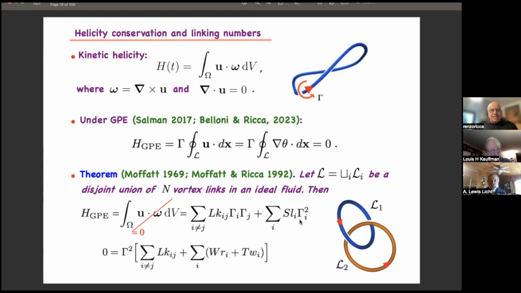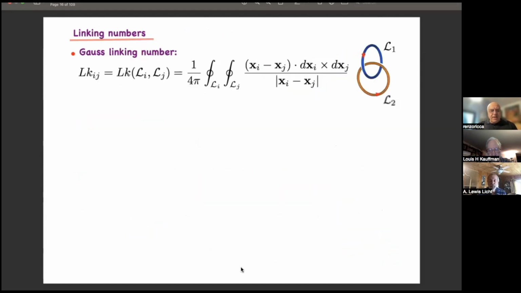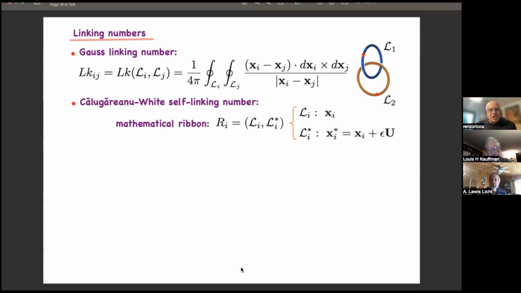So we can even simplify this equation further to this form, where I just represented the self-linking number given by the sum of these two contributions, the writhe and the twist of each component. Now, let me clarify what I mean by that. Well, we all know very well the Gauss linking number. The Gauss linking number is just one of the fundamental topological invariants of links, which is given here in the standard way as Gauss did it in 1833. And then we have this additional contribution, the self-linking number of each component.